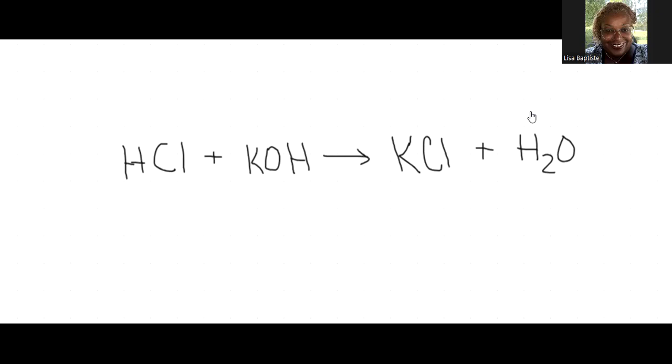And so we have two hydrogen on the reactant side, two hydrogen on the product side. We have one chlorine on the reactant side and one chlorine on the product side. We have one potassium on the reactant side, one potassium on the product side, and then finally one oxygen on the reactant side and one oxygen on the product side. And so it is balanced.